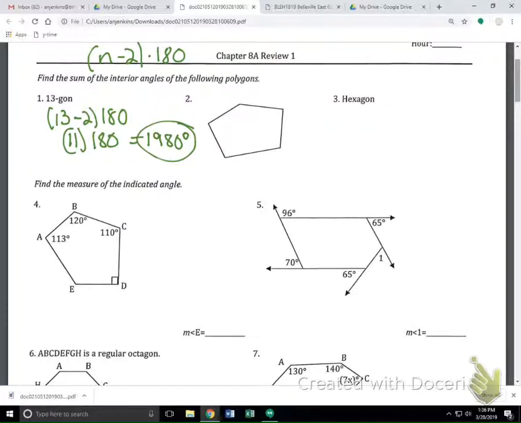Our second one doesn't tell us how many sides it has, so you have to add them up yourself. So 1, 2, 3, 4. So he told us it's 5. So we have 5 minus 2 times 180. 3 times 180. So we get 540.